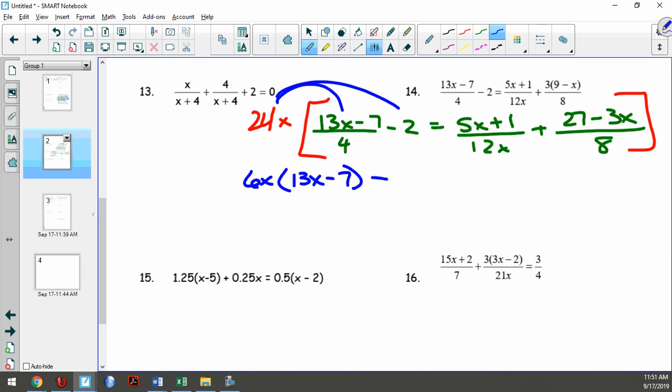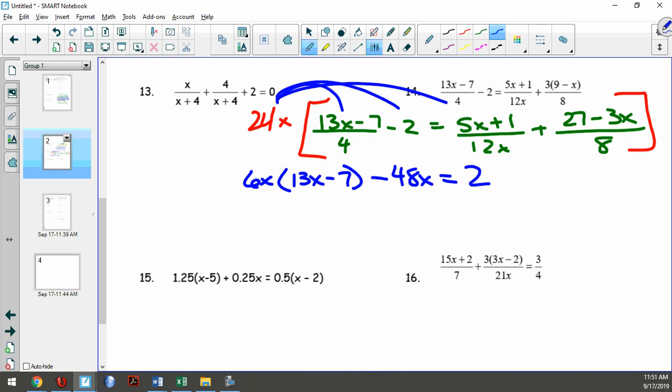What's 24x? What do I do with the 24x and the 12? Do I multiply them or divide them? Multiply them. So what's 24 times 2? 48x equals, go to the next fraction, 24x divided by 12x. Careful, I'm dividing. So 24 divided by 12 is going to be 2.